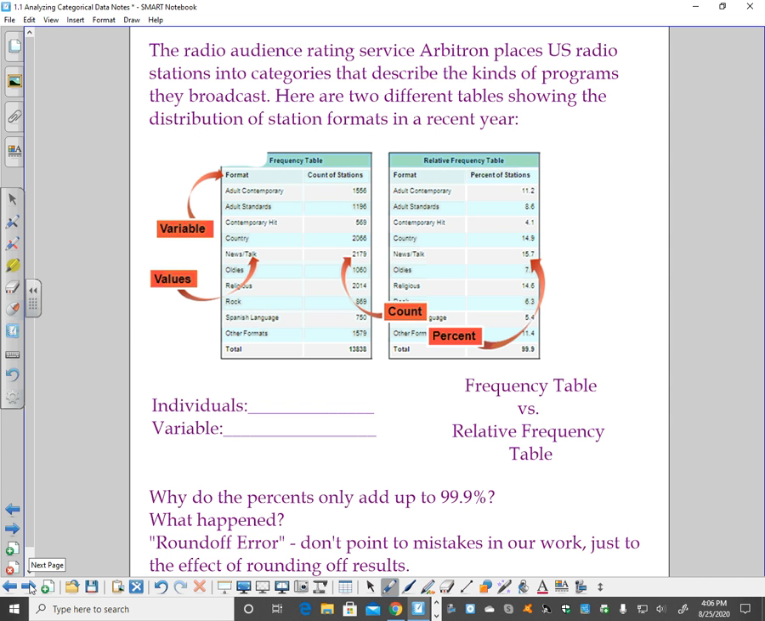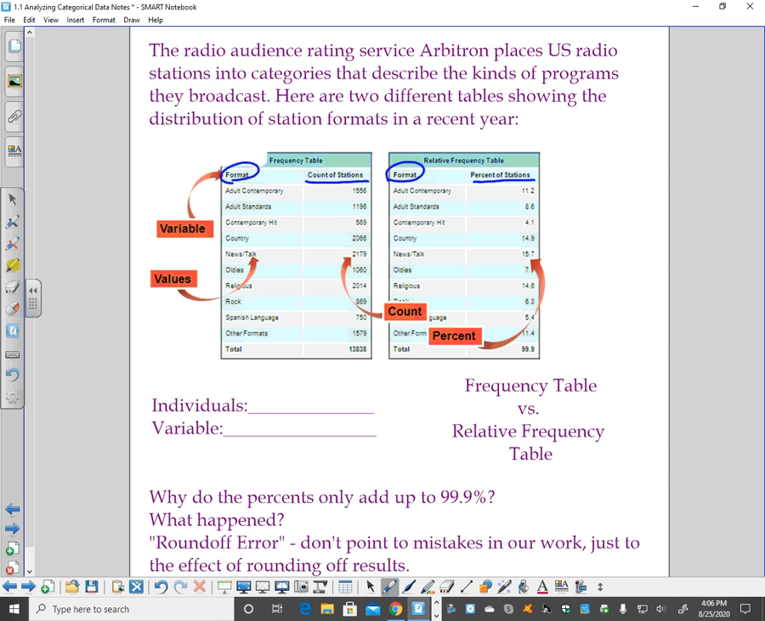Okay, so the radio audience rating service Arbitron places U.S. radio stations into categories that describe the kinds of programs they broadcast. Here are two different tables showing the distribution of station formats in a recent year. So I've got all these different types of formats. And this is the count of the stations that are in each format, and this is the percent of the stations that are in each format.